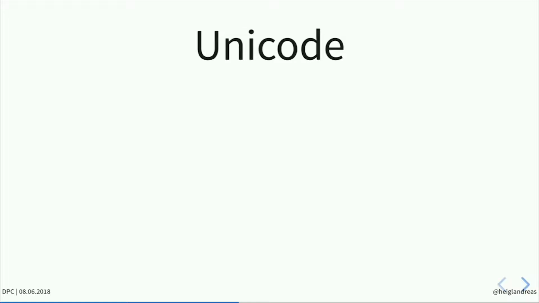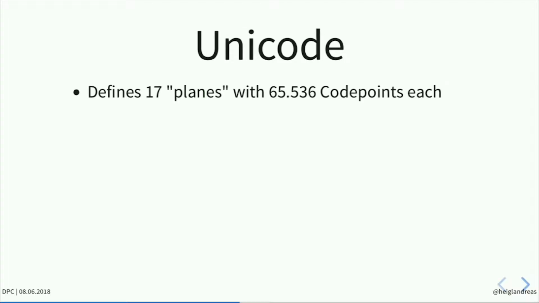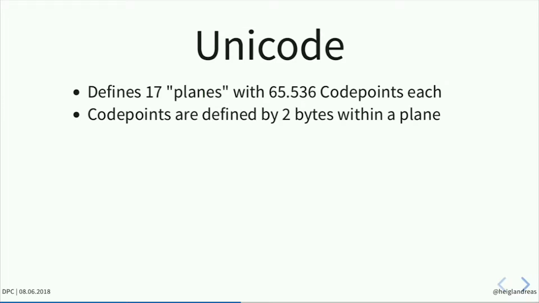So how does Unicode work? It's pretty easy, actually. Unicode defines 17 so-called planes. Each plane has over 65,000 code points, and each code point is defined by 2 bytes within the plane. There is also a private use area defined, so you can even define your own characters within Unicode. Though then you need to tell people what characters you have at certain code points.